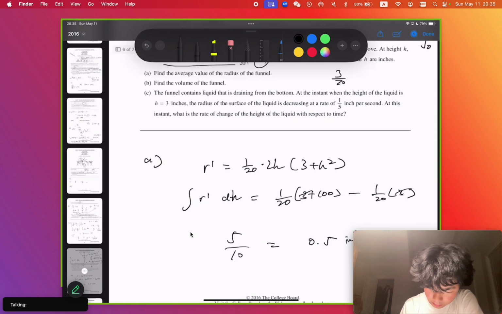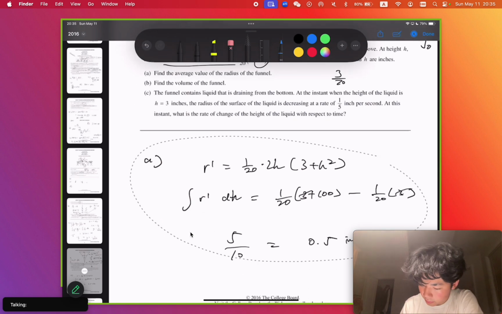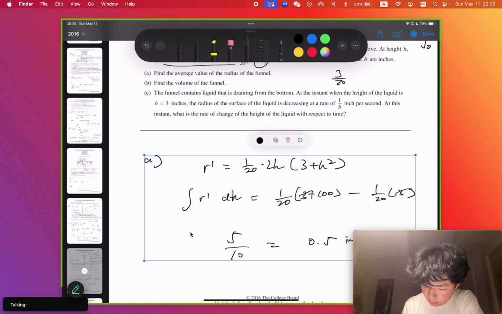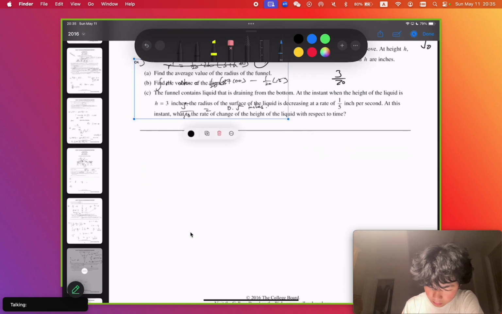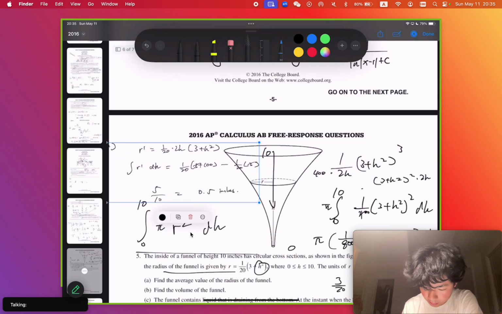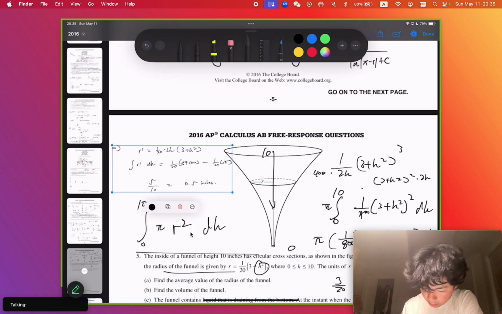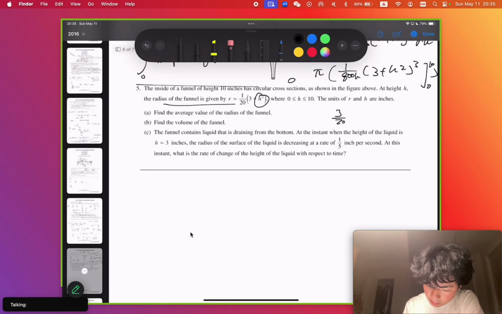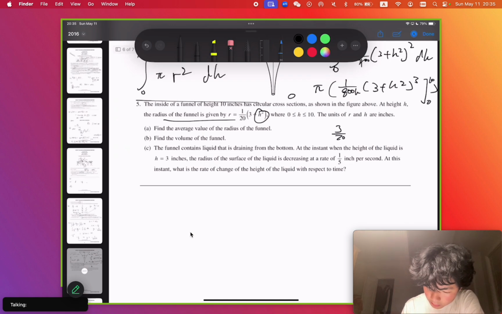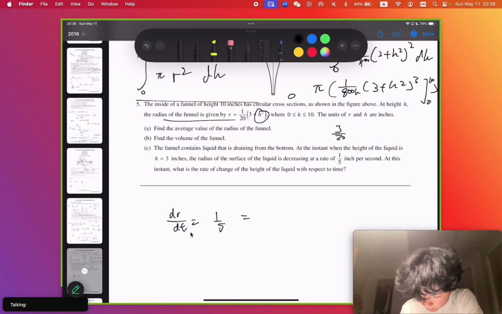So let's actually move all of these up there. Move it up here, I guess. Okay, so for this question, dr dt equals 1/5, and then take the derivative of this big chunk over here. You got 2h over 20, 3 plus h squared.